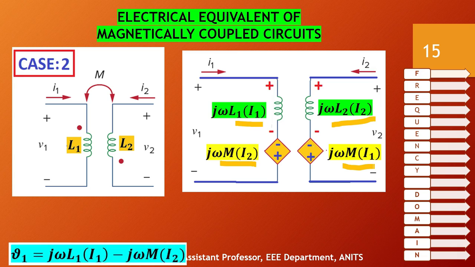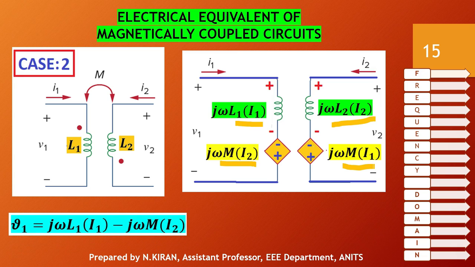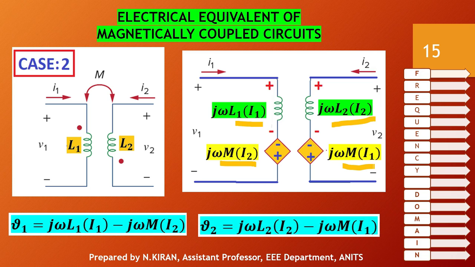On applying KVL, I will get V1 as j omega L1 I1 minus j omega M into I2. The second loop will give me V2 is equal to j omega L2 into I2 minus j omega M into I1. So this was the time domain as well as frequency domain for the second case. Since you now have a clear idea of how to find the electrical equivalent of a magnetically coupled circuit and write the KVL equation, let me take you quickly through the remaining 6 cases in both time domain as well as frequency domain.